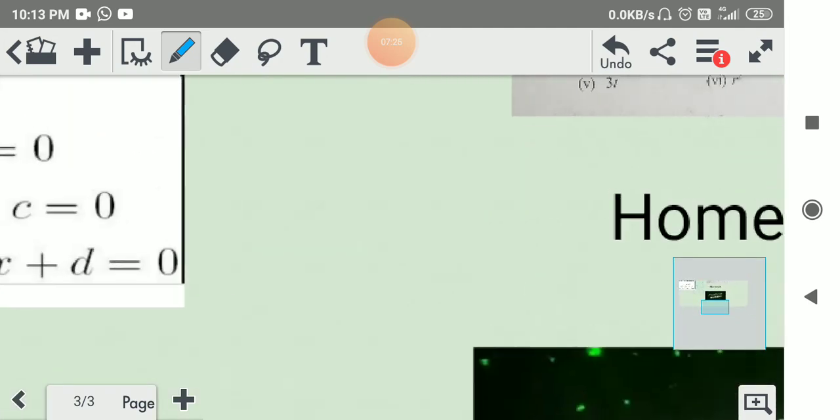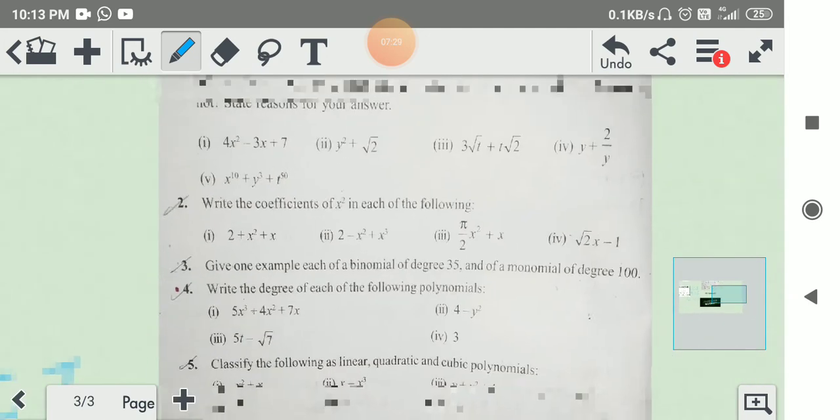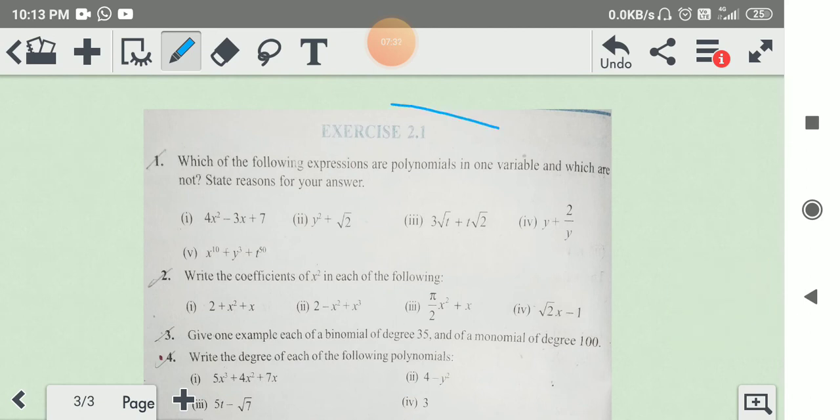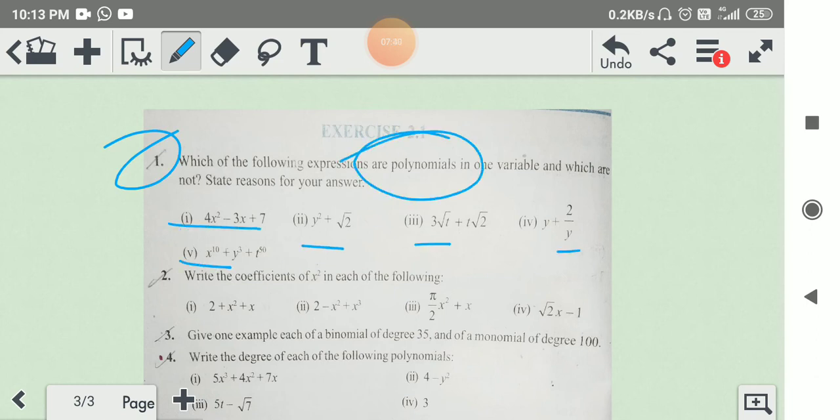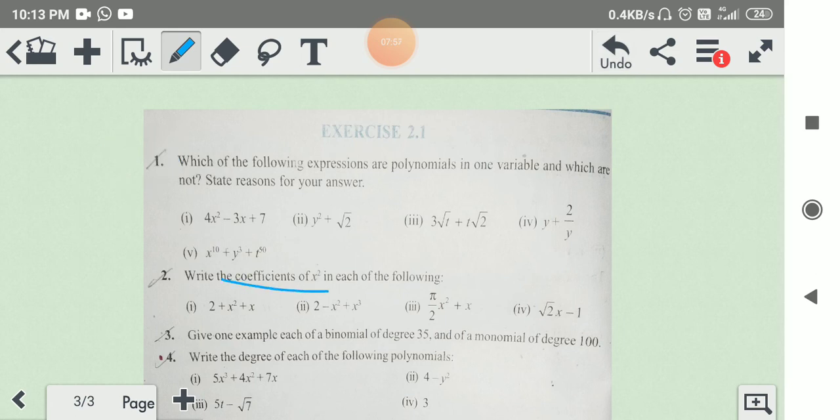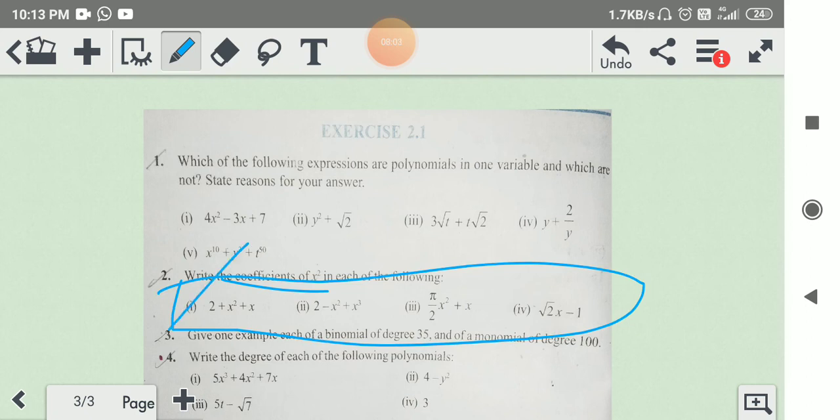Now exercise 2.1 is here. In this exercise, firstly question number 1, we have to find which are polynomials or not. A polynomial has powers that are positive whole numbers. Now this is your homework. Next, question number 2, write the coefficient of x square. Find it for all parts, part A, part B, part C and part D, the coefficient of x square only.